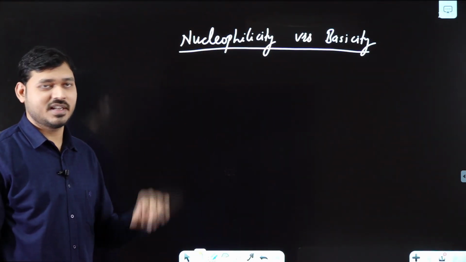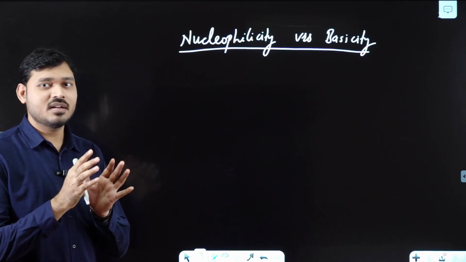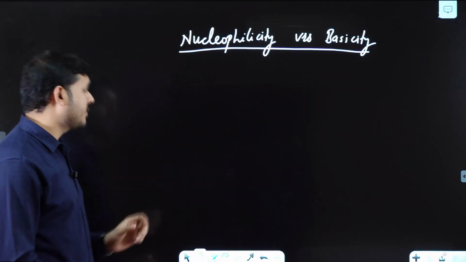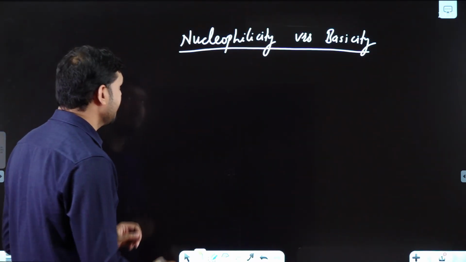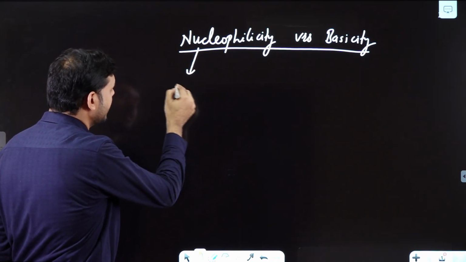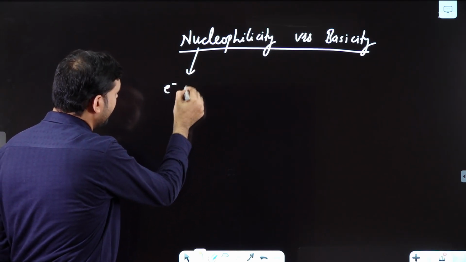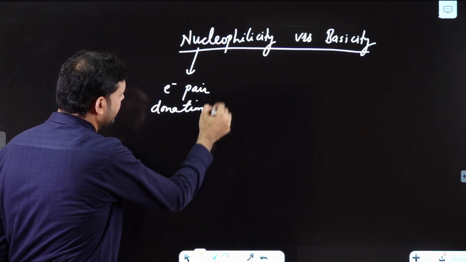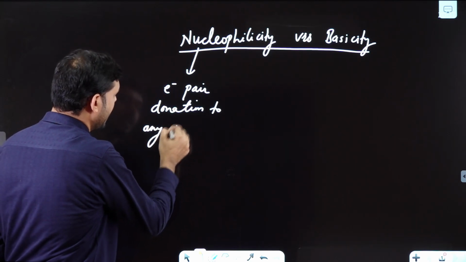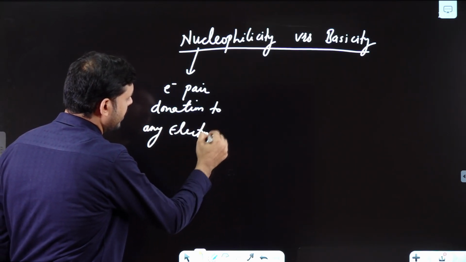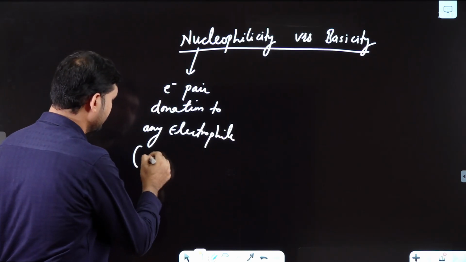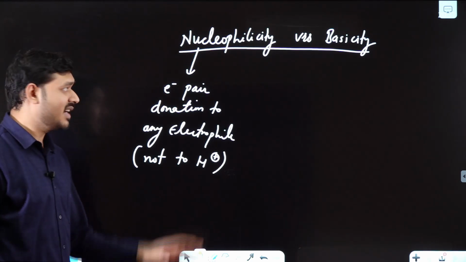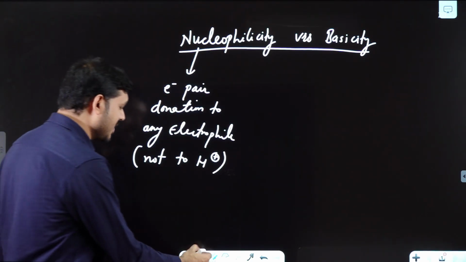Nucleophilicity versus basicity. So dear students, now understand the difference between two terms as well as the relation between the two terms. First of all, let's discuss nucleophilicity. Nucleophilicity is about electron pair donation to any electrophile, not to H plus. Remember this. Okay, and this is the difference between nucleophilicity versus basicity.